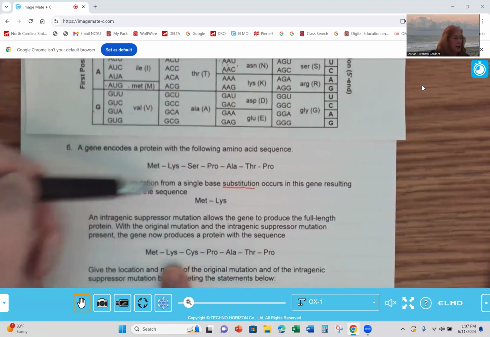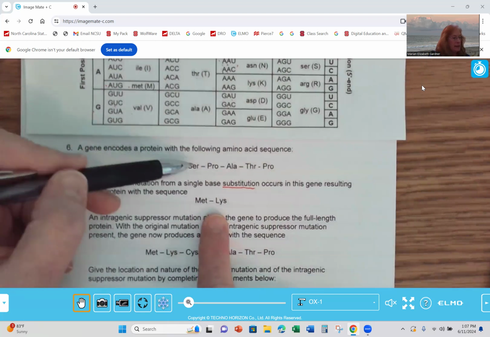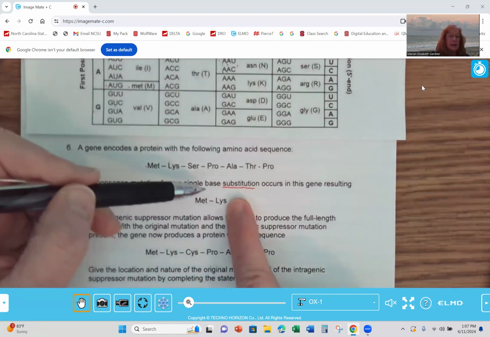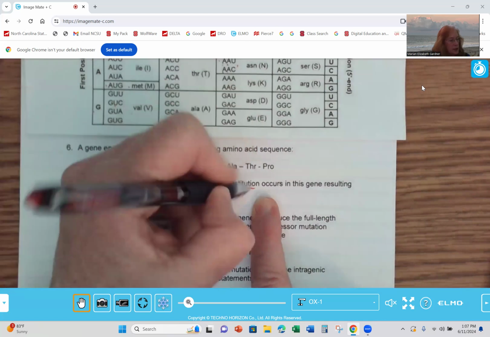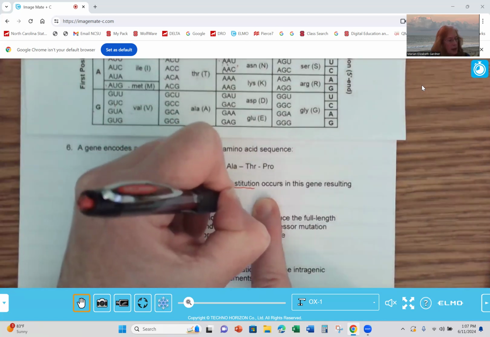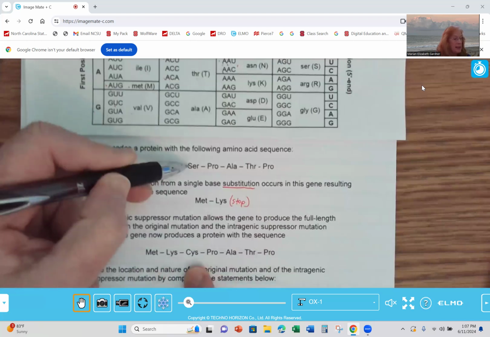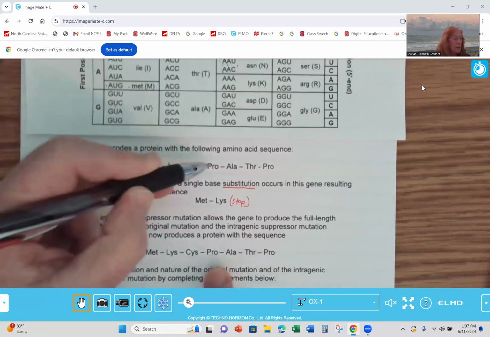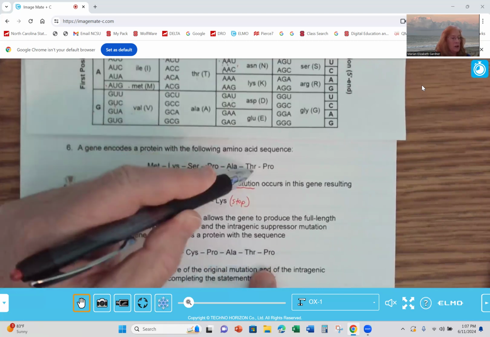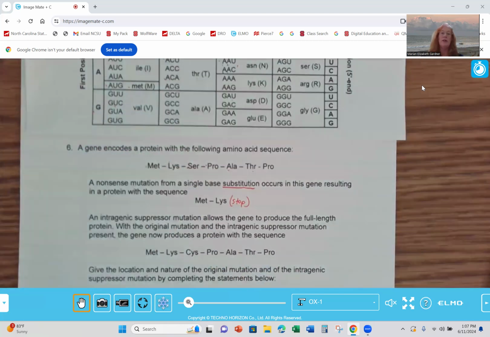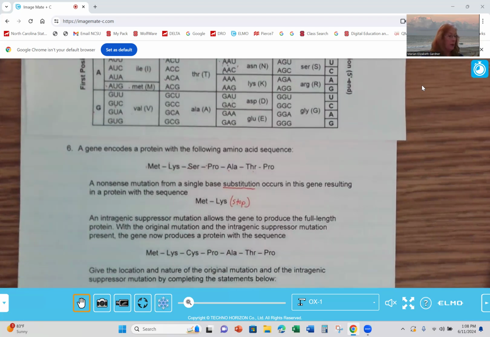So notice that we started off met lysine, met lysine, it stopped early. So this next one had to be a stop codon. And then somehow we got back on met lysine. This is still messed up, but then we're back on track. So an intragenic suppressor is within the gene, something changes to kind of get things back on track. Maybe not perfectly, but at least in this case, it was the same length and it only messed up one amino acid. So it mostly got it back.